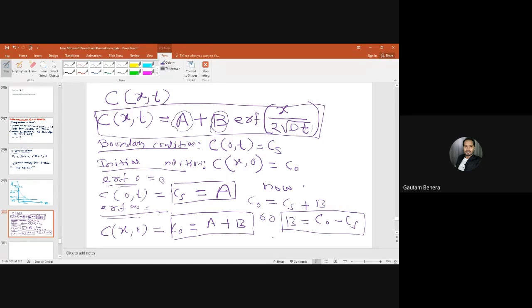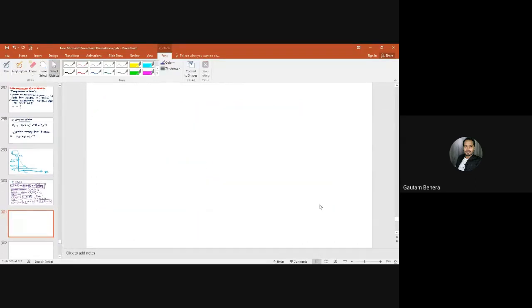And now, that is CS is equal to A, or A is equal to CS, and B is equal to C0 minus CS. Is it okay? Okay, next, move to next slide.